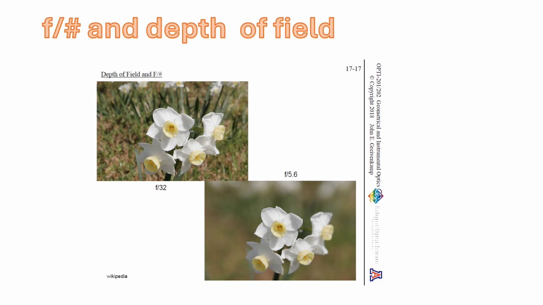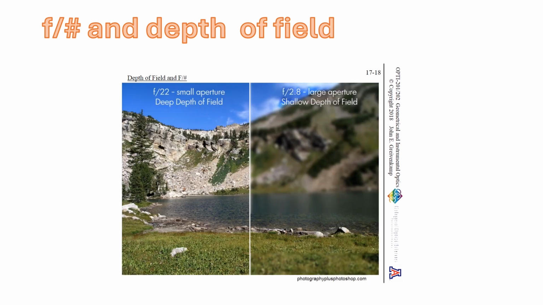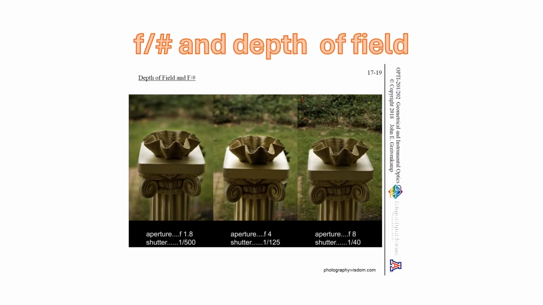These are slides from John Greivenkamp's lecture series on geometrical optics, where several of the slides in this discussion today are drawn from. Here's another example from Professor Greivenkamp's work, showing again that with a large f number, we have a deep depth of field, and with a small f number, we have a much narrower depth of field. And if we zoomed in here, you'd find that the resolution at the focus is actually somewhat higher with the small f number. Here's yet another example of various f numbers and shutter speeds for looking at objects.